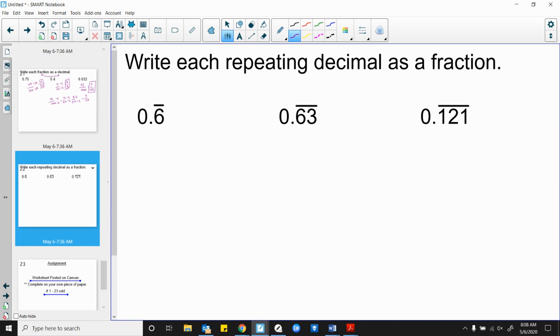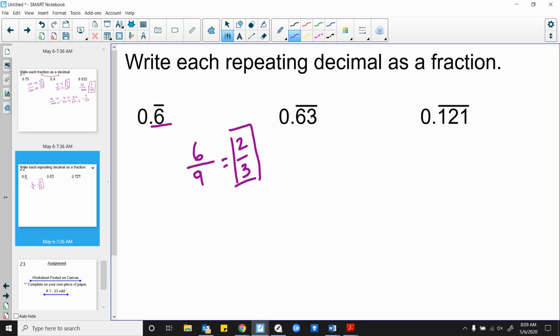All right. Now, write each repeating decimal as a fraction. Okay? And here's how I'm going to teach this one. We take the number, which is a 6, that's after the decimal, and it's repeating. So we're not going to put it over 100. Instead, I'm going to put it over a 9 because the place value is in the tens place. So I take 10 minus 1, I get 9. 6/9 simplifies to 2/3. That is the fraction for that repeating decimal.